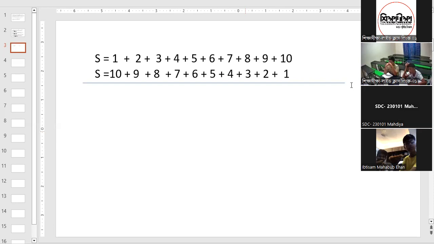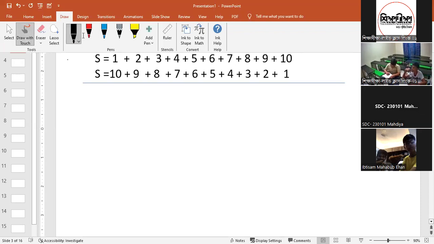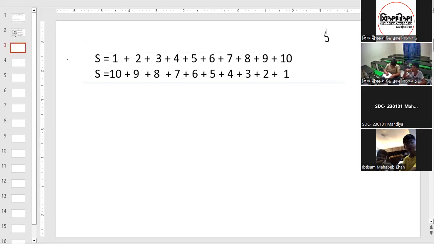Now we'll add them up. As we know, 5 plus 5 we can write down as 2 into 5, right? A plus A we can write down as 2A, right? So S plus S we can write down as 2S.